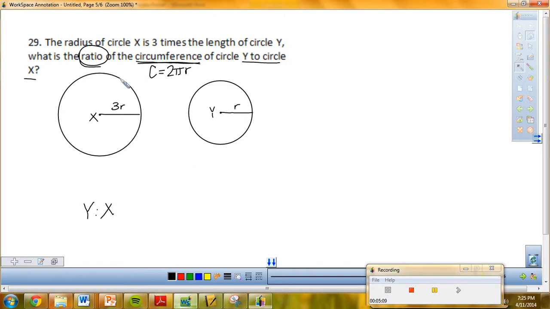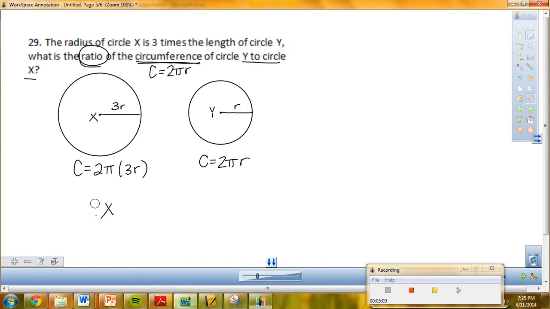There's a few different ways to do this. You could plug in just the generic examples into the formula here. So my circumference would be 2 times pi times r. And for this example, my circumference would be 2 times pi, and in this case, my r is 3r. Right? So I want to compare Y to X. Is there anything to simplify over here? No. Is there anything to simplify over here? Yeah, I can multiply these things. 2 times 3 is 6, and then I still have my pi and my r.